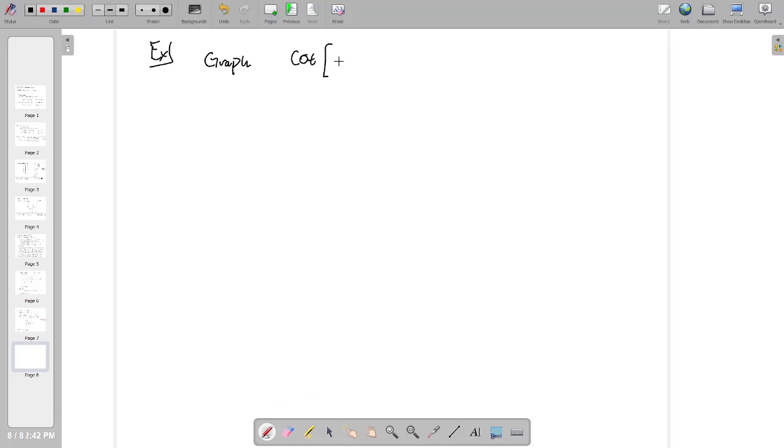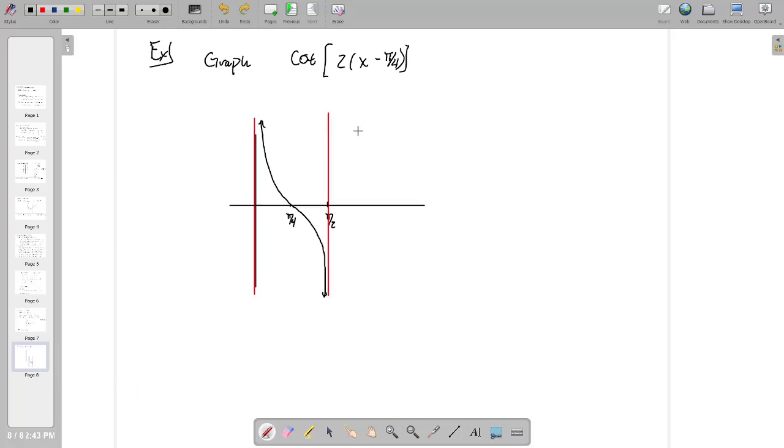Graph cotangent of 2x minus pi over 4. Notice that my 2 is factored out. That's important. Always make sure that you do that whenever you're graphing a function like this. Now, all I've done is added a horizontal shift to the previous graph. This graph right here is y equals cotangent of 2x.